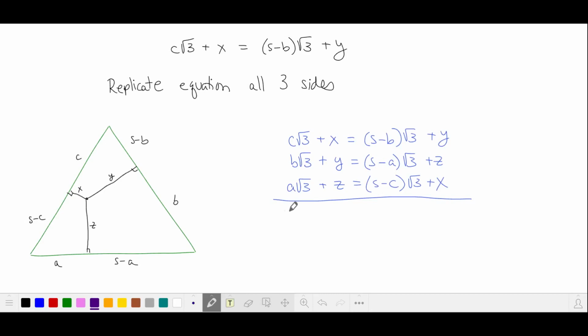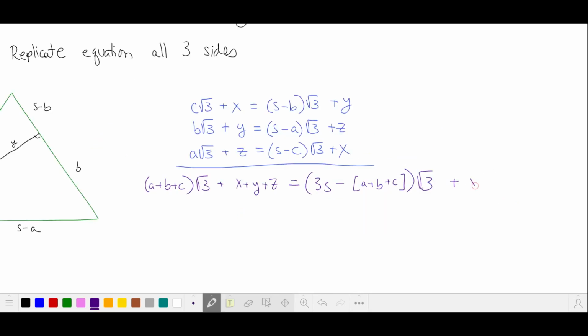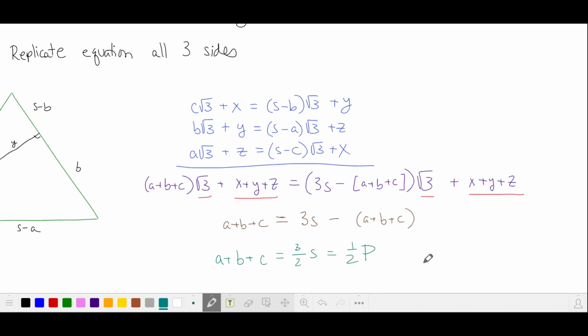So adding these three equations on the left-hand side, we have the sum of the alternating segments times the square root of 3, plus the lengths of these altitudes. On the right-hand side, when we add these, we're going to have 3s, and then we're going to subtract a, b, and c, and all of this is multiplied by the square root of 3. And then we have our three altitudes again. We can subtract these from both sides and divide these other terms by root 3. We have a plus b plus c on the left and 3s minus (a plus b plus c). Solving for a plus b plus c, we get 3/2 s, which is 1/2 of the perimeter of an equilateral triangle.